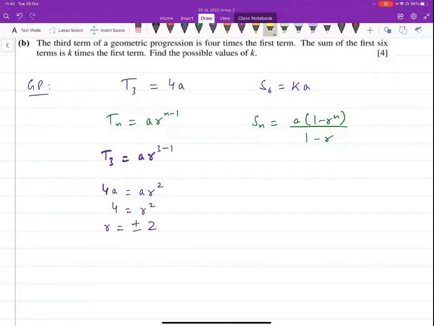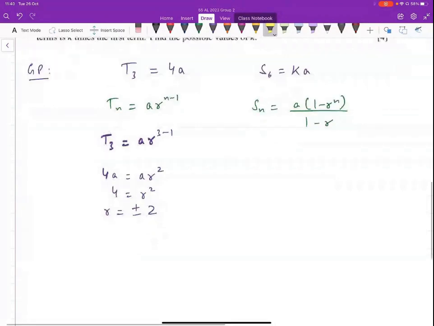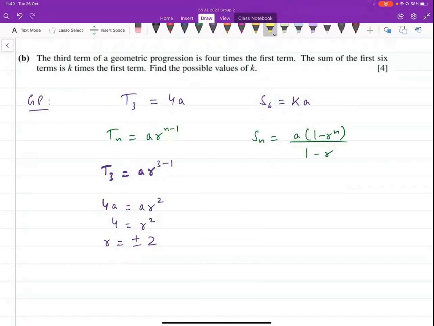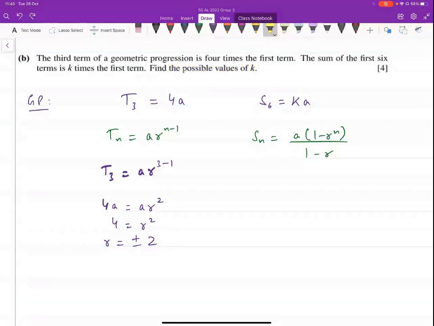So I basically just scrolled up to see whether we were given any restriction for r. Do we have it given that r has to be positive or anything like that? We're not given that. It doesn't say that in the question. The other thing that we see here is it says find the possible values of K. That means there are going to be multiple values of K. And where will they come from? They will actually come from these two different values of r. So there are two different values of r, either plus 2 or minus 2. We will use them one by one in the other formula.